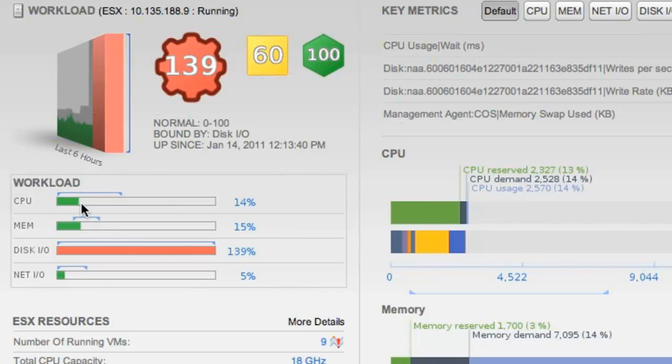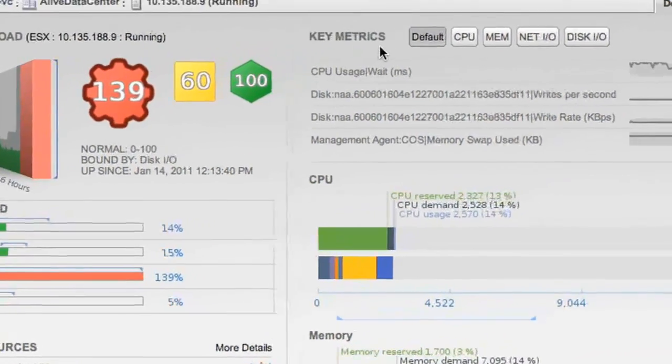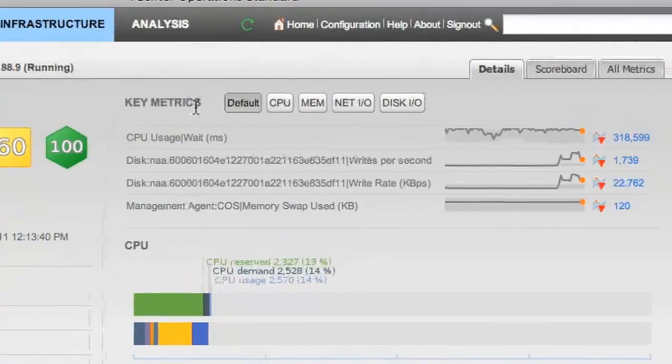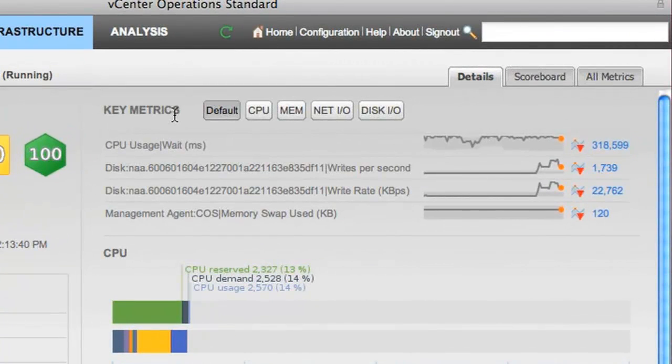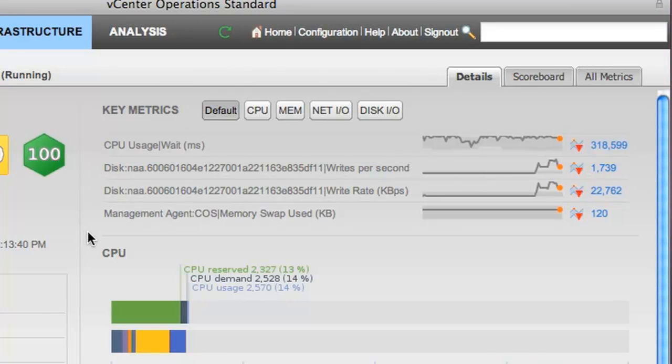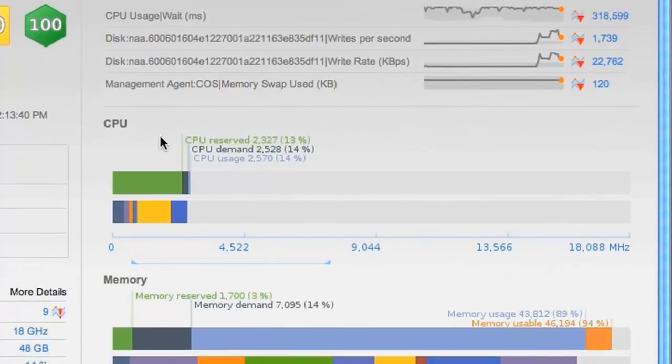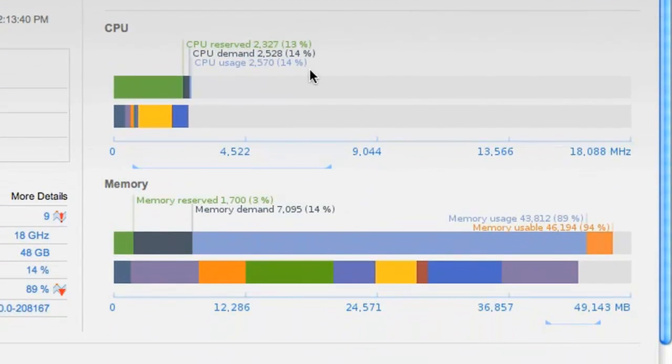In addition to the workload breakdown, there's a number of other sections on the screen that inform you to what you should be thinking about, what you should be looking at. The first is the key metrics screen, where our advanced analytics select important metrics that might be relevant to the behavior that you're seeing or the problem that you're seeing with this object. You'll notice in this section that we have a breakdown of the workload values. We see here specifically CPU and memory.